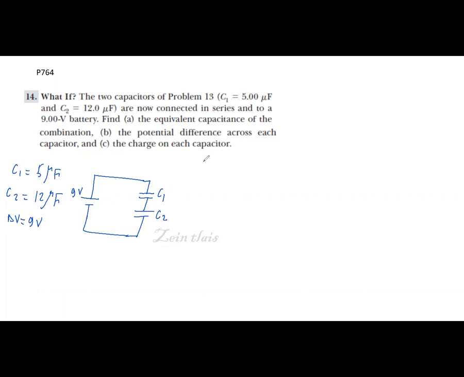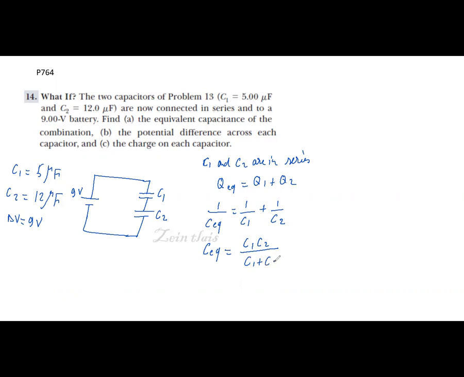Before the calculation, if C1 and C2 are in series, we can say Q equivalent equals Q1 equals Q2. For C equivalent, 1 over C equivalent equals 1 over C1 plus 1 over C2, or we can say C equivalent equals C1 C2 divided by C1 plus C2.